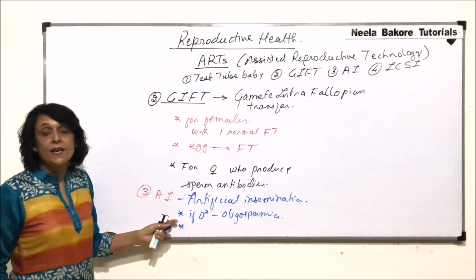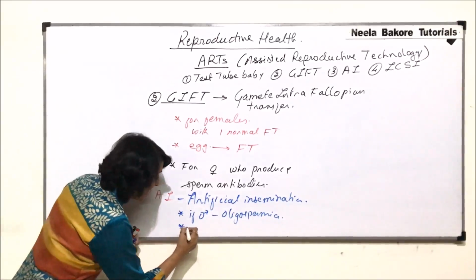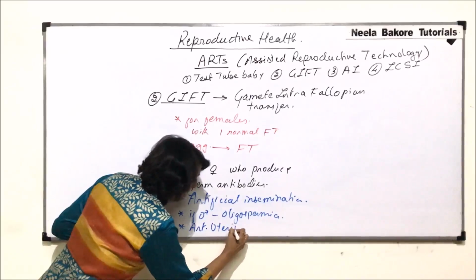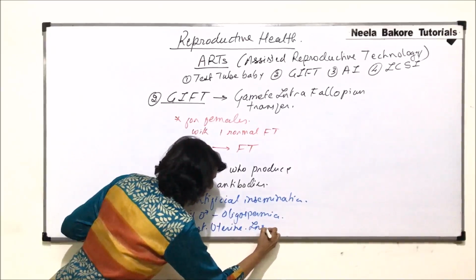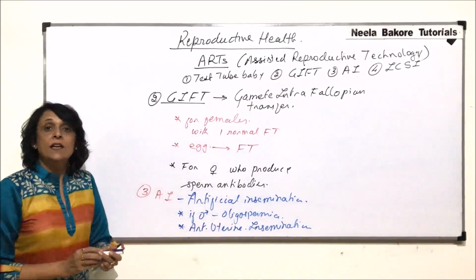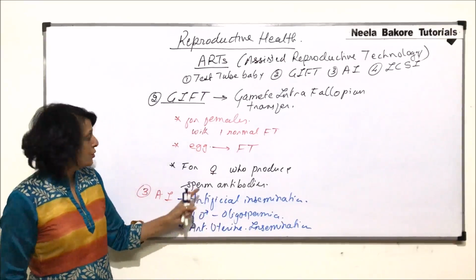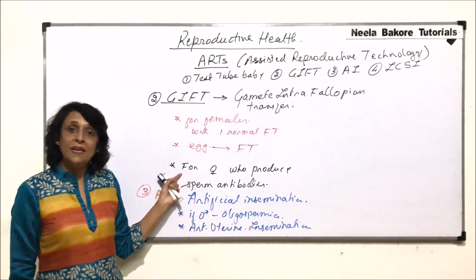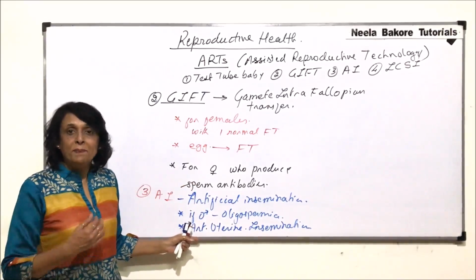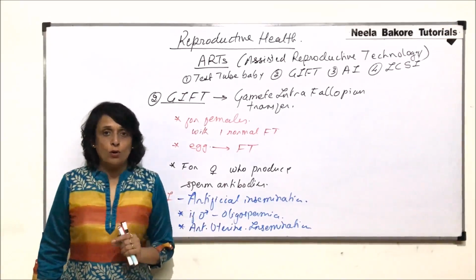But in that case, the sperms are directly put into the uterus. Then that technique is known as artificial uterine insemination. And in this case, as the name tells us, the sperms or the semen would be put directly into the uterus so that this problem can also be taken care of. The sperms can be taken from the male partner, that is the husband, or it could be from a donor also.